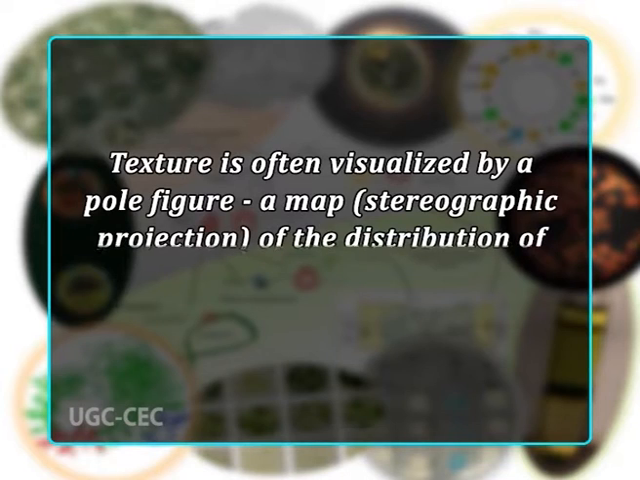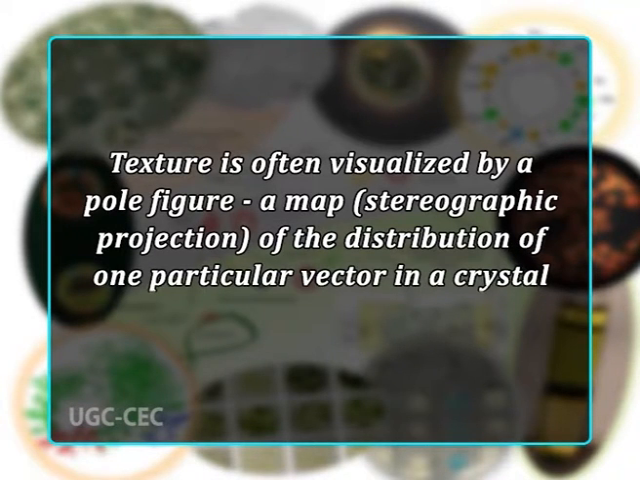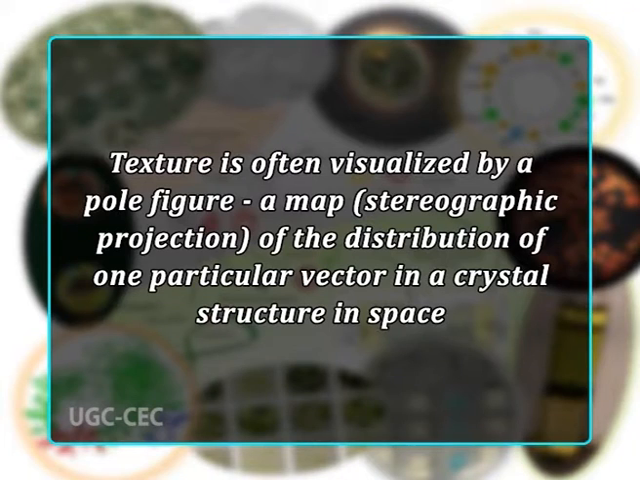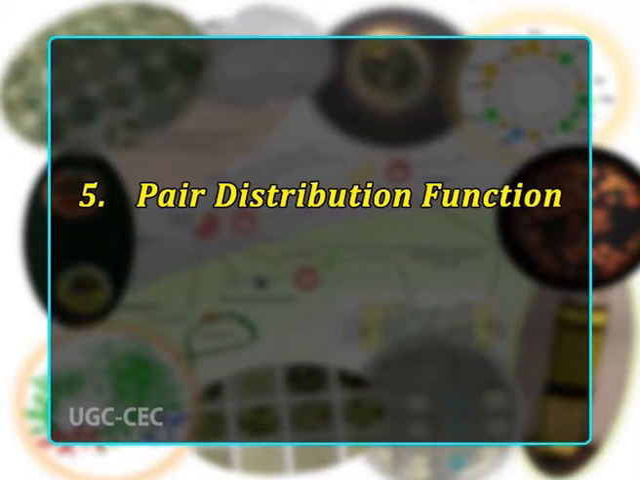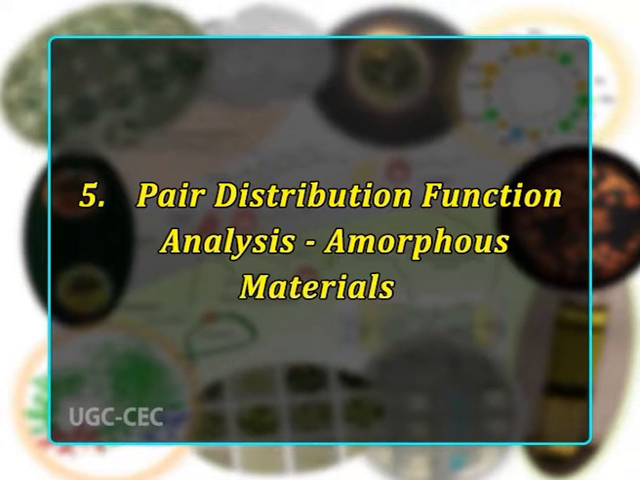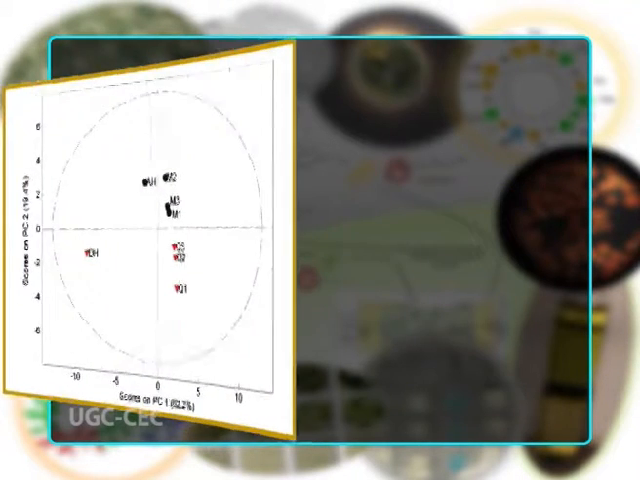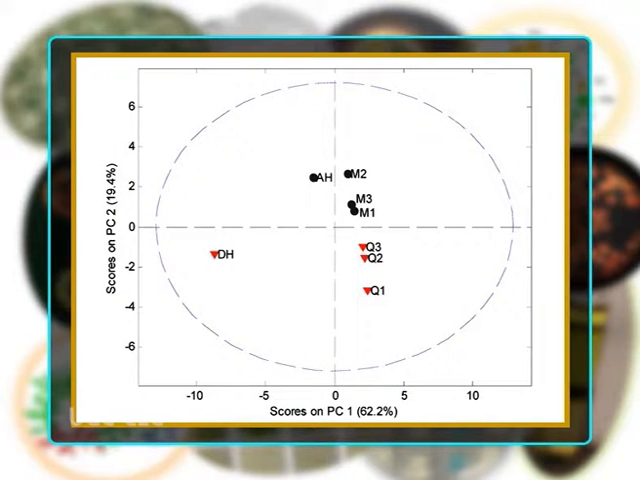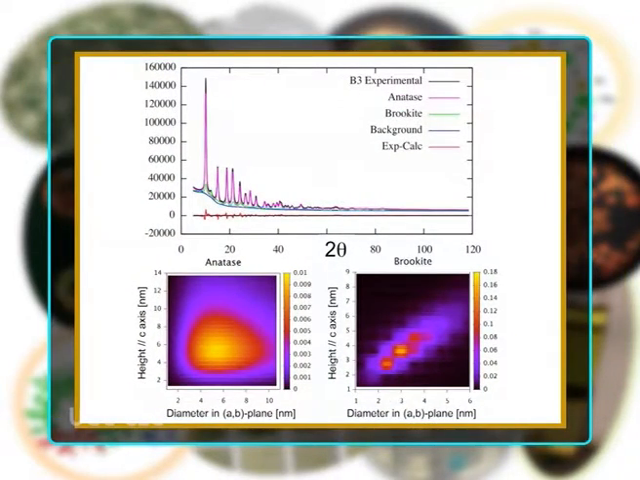Texture is often visualized by a pole figure, a map determined in stereographic projection of the distribution of one particular vector in a crystal structure around the space. XRD can be used for pair distribution function analysis as well in amorphous materials. The X-ray scattering from an amorphous material leads to broad features in the powder pattern. These features can be analyzed using old mathematics like the Debye function, or more rigorously using new approaches and high energy synchrotron or neutron diffraction.